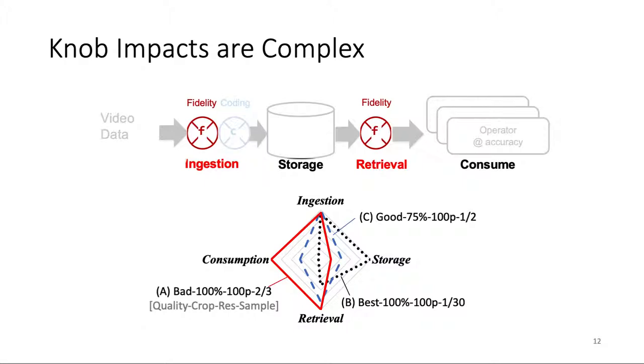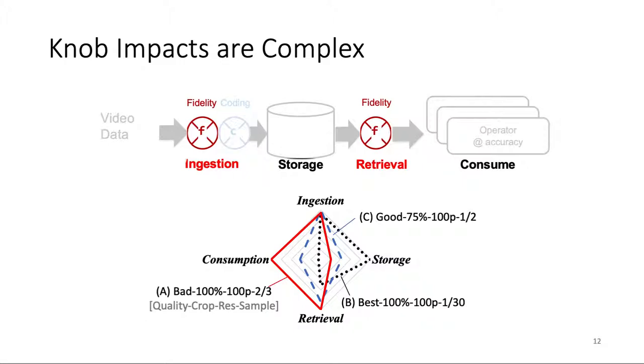So knob impacts are very complex. The radar chart is the result of tuning the fidelity knob at the retrieval time. A, B, and C are three different formats, very different on each dimension. However, running the specialized neural network on those three formats has nearly the same result. However, they have different trade-offs at each stage.